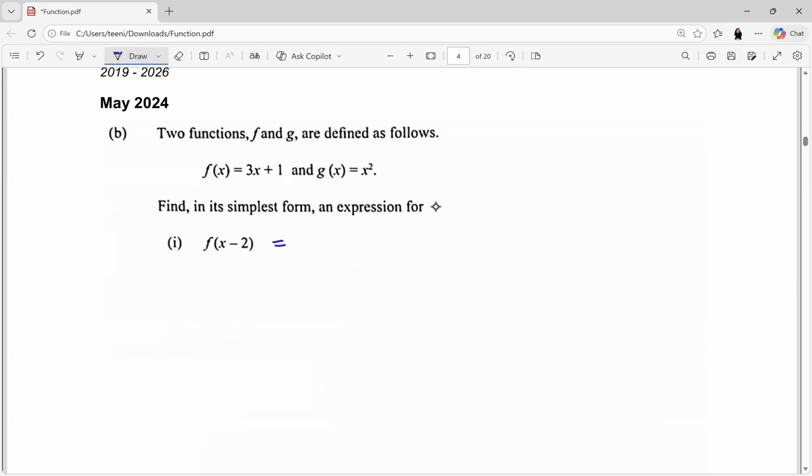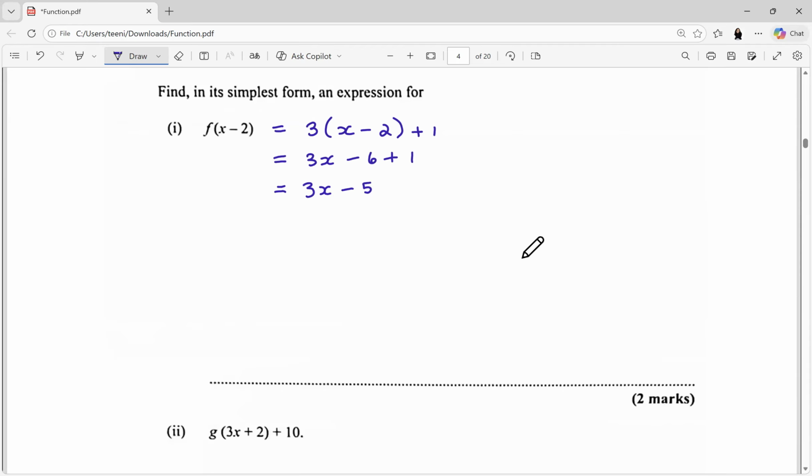So f of x minus 2. Wherever I have x in the function f of x, I'm going to replace it with x minus 2. So this would be 3 by x minus 2 plus 1. Expanding these brackets, 3 by x is 3x, and 3 by minus 2 is minus 6. So 3x minus 6 plus 1 would be 3x minus 5. Minus 6 plus 1 is minus 5. So the answer there will be 3x minus 5. This is an easy two-mark question.